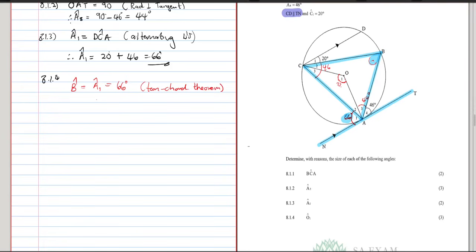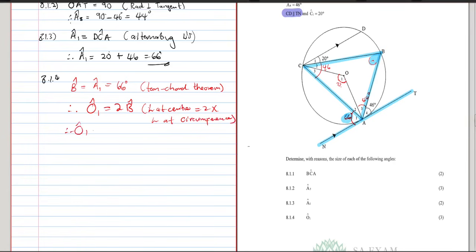Angle B is equal to angle A1. Therefore, angle O1 is equal to 2 times angle B. Why? Because the angle at the center is equal to 2 times the angle at the circumference. Therefore, O1 is going to be equal to 2 times 66. That's 132 degrees. That is the final answer, O1.